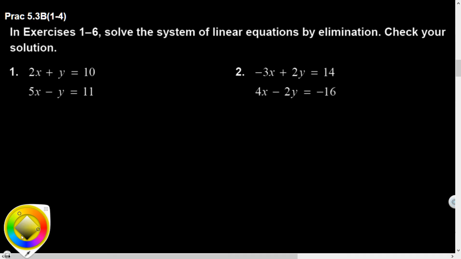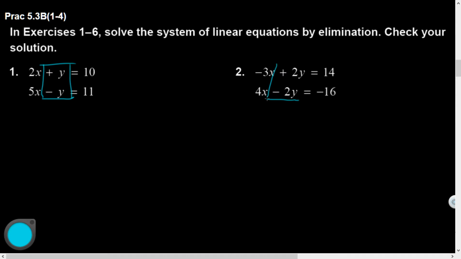All right. First of all, which of my variables in this first equation have opposite coefficients? The y's, right? Perfect. How about this one? Which ones have opposite coefficients? The y's again, all right? It's not always going to be the y's, but sometimes it will. Step 1 is done for each of these because they have those opposite coefficients for one of their variables, or as the book said, one of their pairs of like terms.